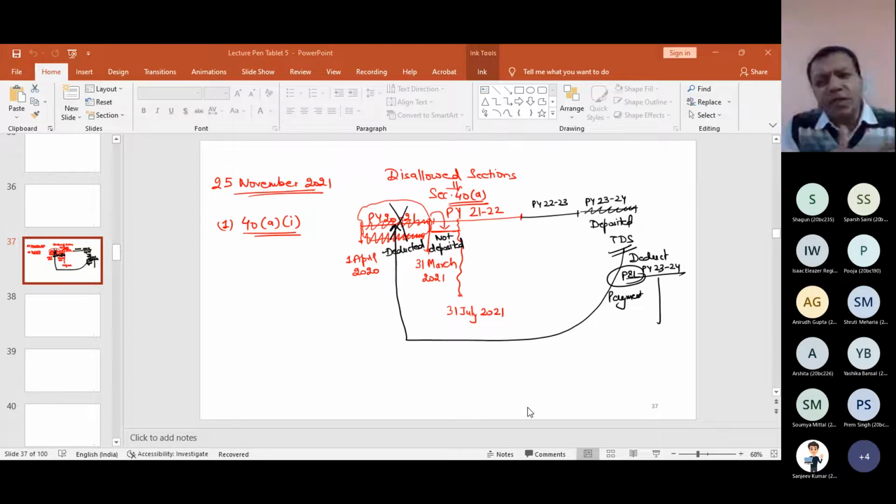I discussed so many examples just to make sure that when you start repeating it or learning it yourself, your concept of 40A1 will be clear. That was the main intention, to discuss so many numericals, so many assumptions. That's it.